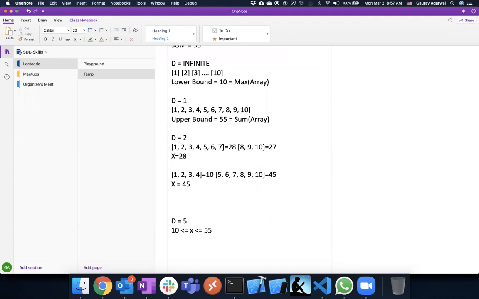Clearly we are wasting space on the first day. We can have a ship of size 55, but then the capacity for the first day is wasted, because we have a ship of size 45 but we are only shipping 10, so the remaining 35 is wasted. So that's the goal here: we have to minimize the capacity of the ship so we can ship all the packages in the given D days.